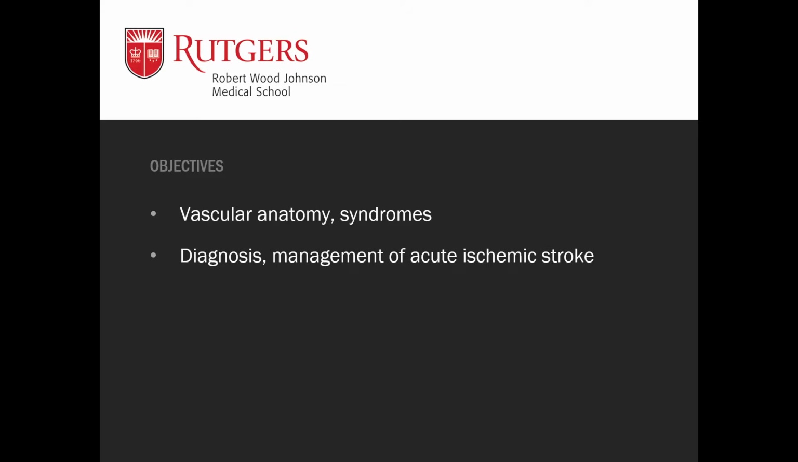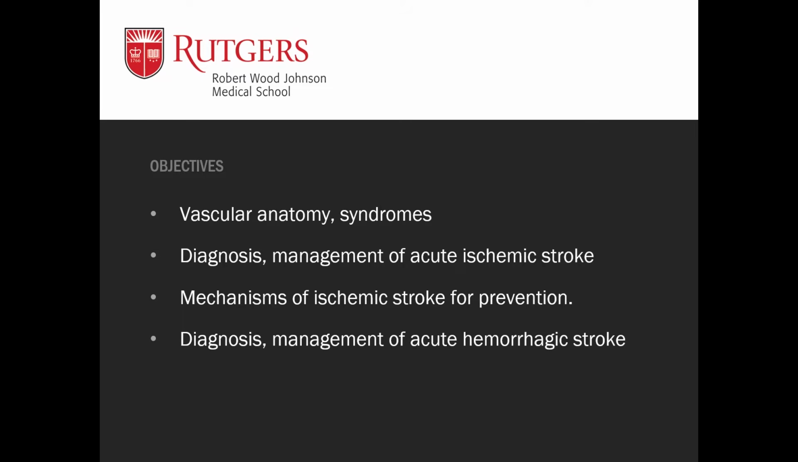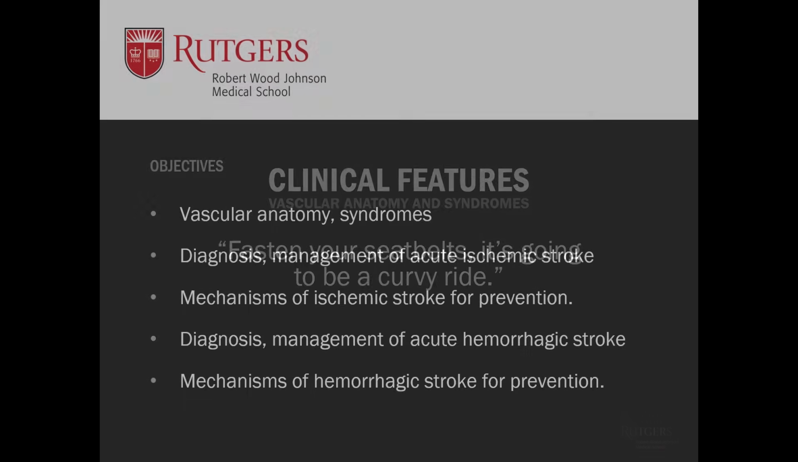So the objectives of this talk are to review the vascular anatomy and vascular syndromes, to discuss the diagnosis and management of acute ischemic stroke, to review the 5 mechanisms of ischemic stroke with a specific focus on diagnosis and stroke prevention, to discuss the diagnosis and management of acute hemorrhagic stroke, and to review the 3 mechanisms of hemorrhagic stroke with a focus on diagnosis and prevention.